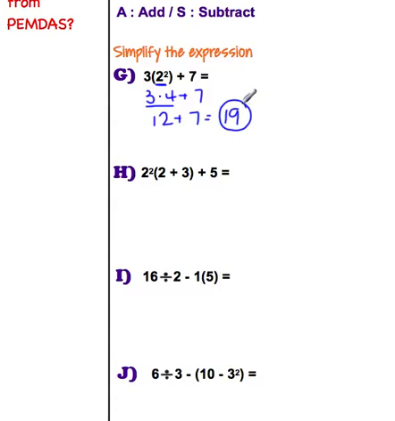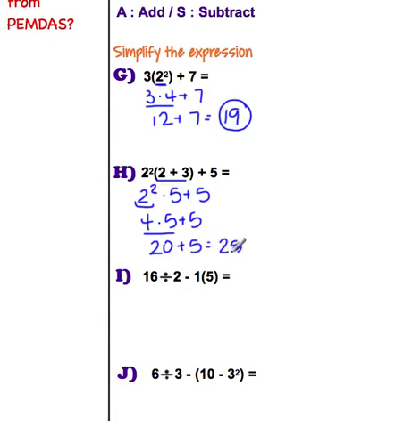2 squared times the quantity 2 plus 3 plus 5. Order of operations says we need to do the parentheses first. So now we have 2 squared times 5 plus 5. Then we do my 2 squared, which is 4. So now we have 4 times 5 plus 5. 4 times 5 next to give me 20 plus 5 equals 25.